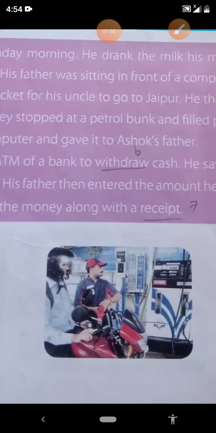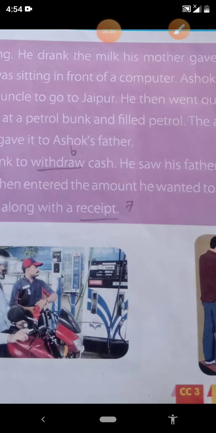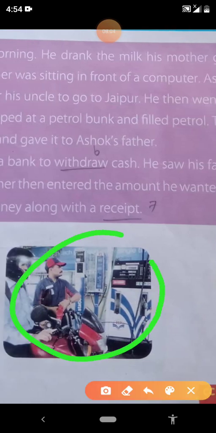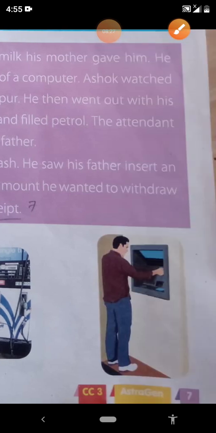And then he stopped at a petrol bunk and filled petrol. In the petrol bunk, he gave an amount to the petrol bunk person, that is input. He fills the petrol into the bike, that is process, and finally he gets some bill or some balance, that is output. So this is also one IPO example.